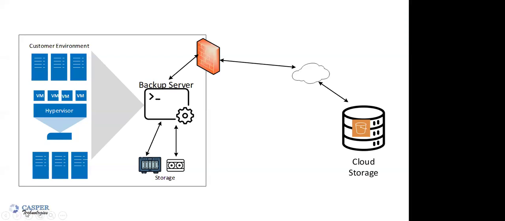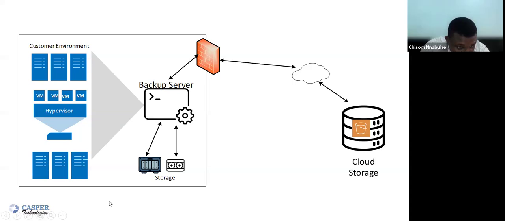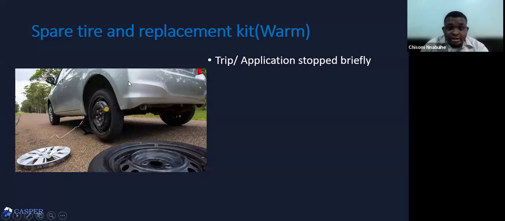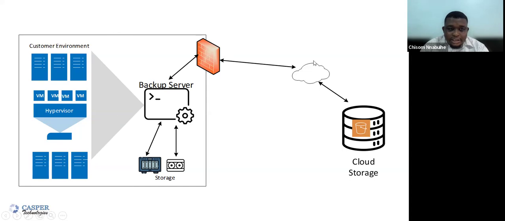Okay. So I'm talking about the scenario where you have a spare tire and replacement kit, and typically in practice, it will look something like this. So you'd have your environment, maybe workstation, servers, and then your hypervisor, and then some virtual machines as well. And then you would have your backup server, then you could have different storage media to store the backup. You could also make use of maybe even cloud storage if you wanted to, and all of that.